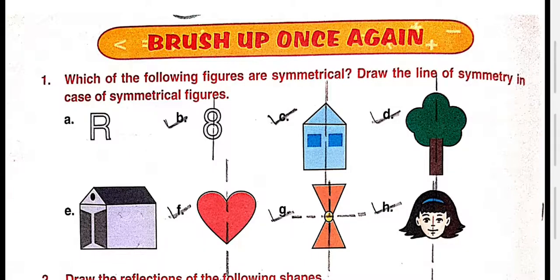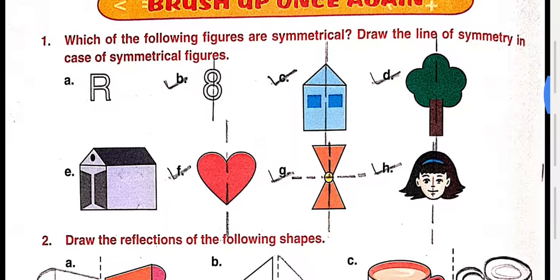Symmetrical means if you draw a line, then it will divide the figure into two equal parts, and you draw the line of symmetry in the case of a symmetrical figure. Okay, just see, A is not symmetrical. If you draw this line, then they are not equal parts, not the same parts. B is symmetrical, so tick it and draw the line of symmetry.